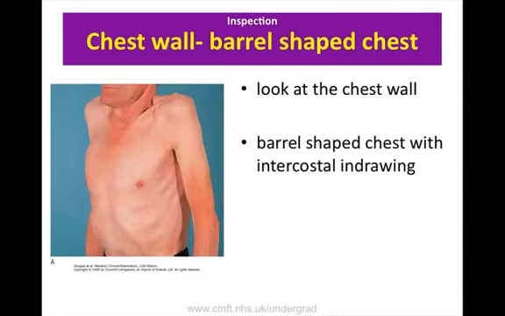When looking at the chest wall, you may see a barrel-shaped chest, as in this slide, which is seen in conditions causing chronic lung hyperinflation, such as asthma and COPD. Note the increased anterior-posterior diameter of the chest, and a tracheal tug is often present.